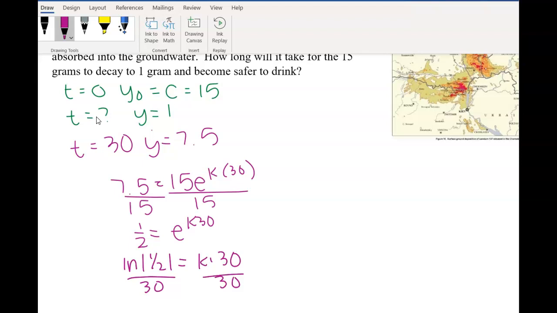So we get K is equal to the natural log of 1/2 over 30. But what do you know about the natural log of 1/2? Well, that's really like the natural log of 1 minus the natural log of 2. And what do you know about the natural log of 1? So if you don't want to have an ln with a half in it, all natural logs of 1/2 are really equal to negative the natural log of 2, forever and always. Now this K value becomes equal to negative ln 2 all over 30.